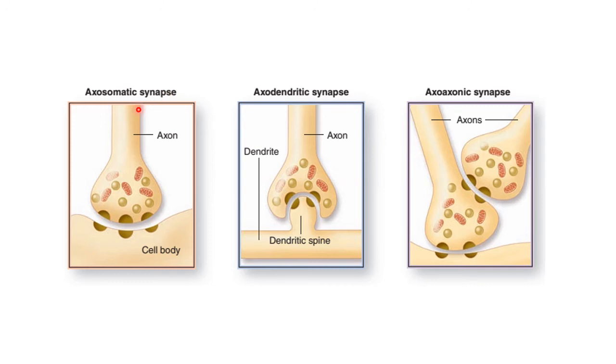So we have three types: axosomatic, axodendritic, axoaxonic, according to the communication and the synapse between which parts of the neuron. Axon and cell body, axosomatic; axon and dendrite, axodendritic; axon and axon, it's called axoaxonic. Now we have finished the synaptic communication, the types of synapses and the components. We are moving to talk about the glial cells, or the supporting cells, called neuroglia.